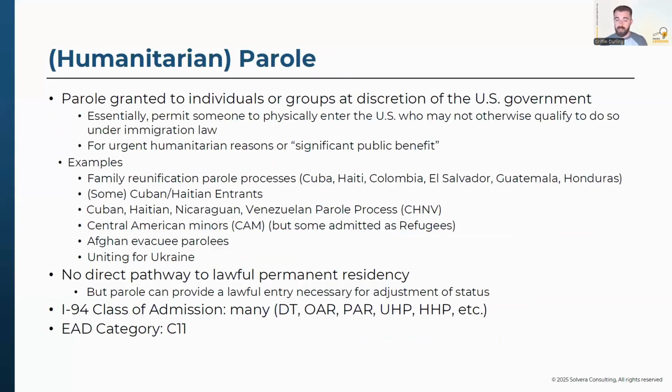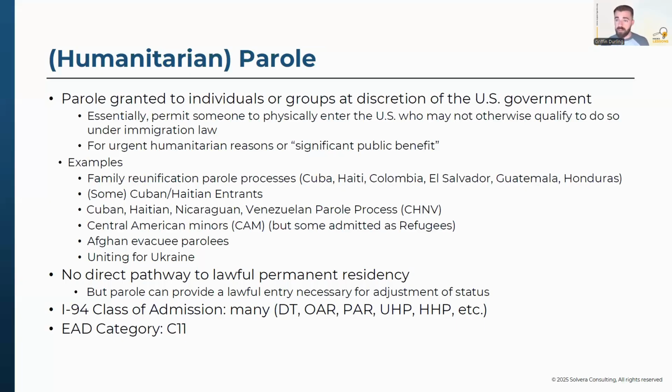Next, we have humanitarian parole, a temporary permission granted by the US government to essentially permit someone to physically enter the country who may not otherwise qualify to do so under immigration law. And this is for urgent humanitarian reasons or for significant public benefit. It's not a visa. It's not a direct pathway to lawful permanent residency on its own.